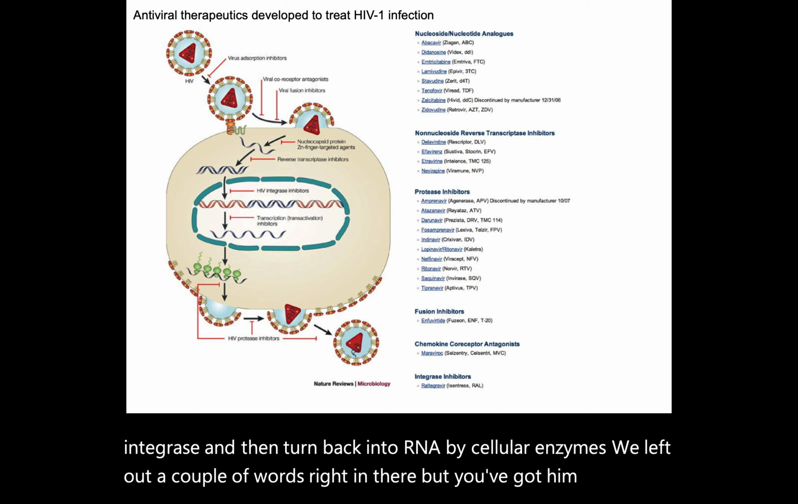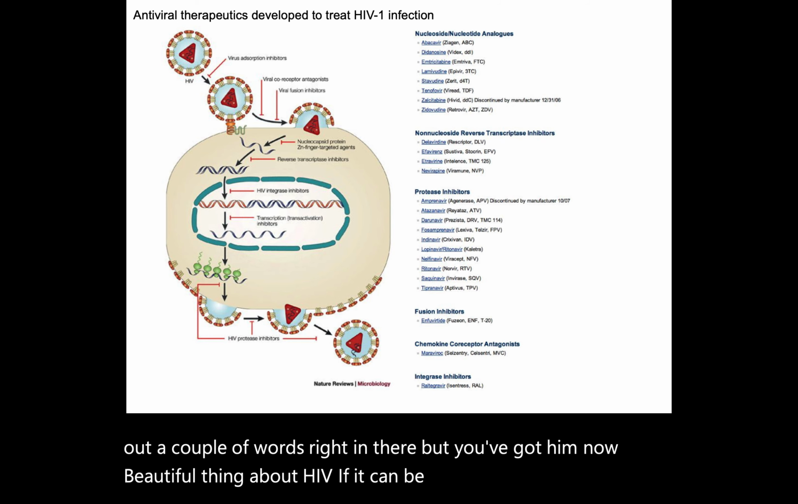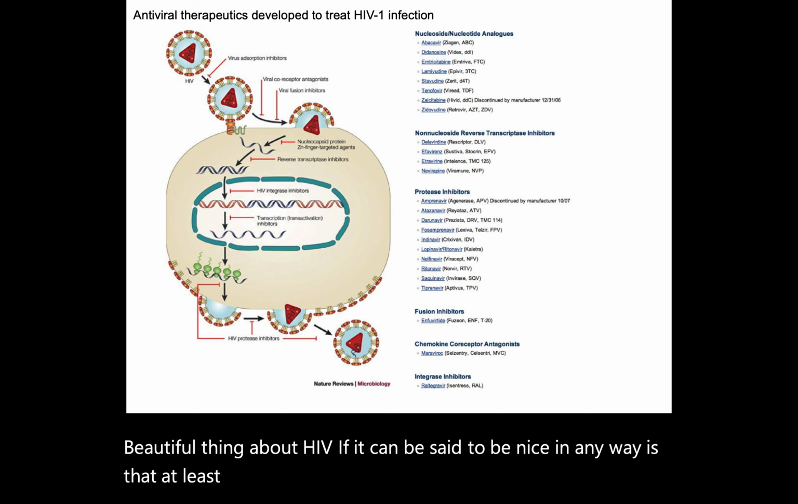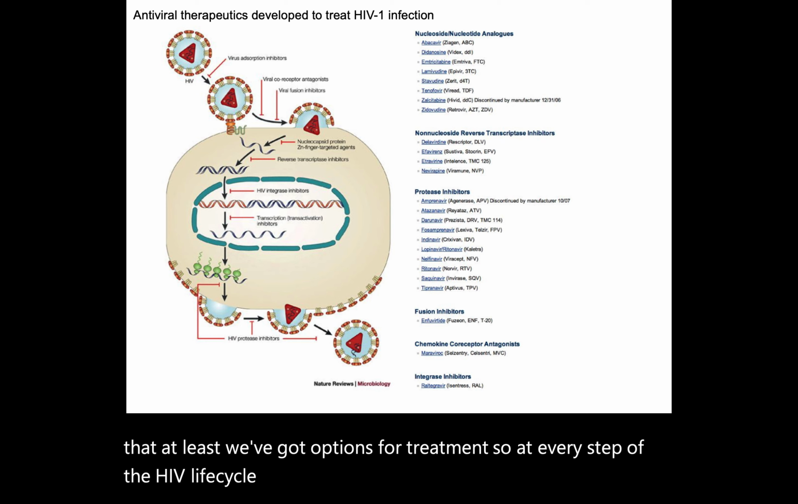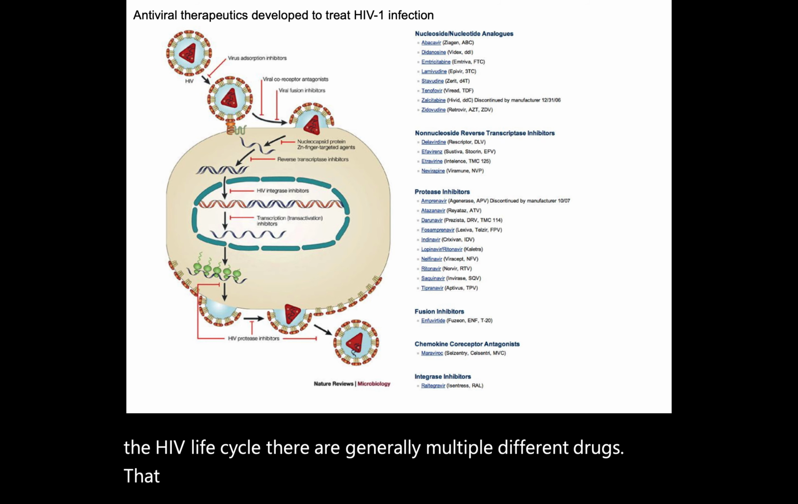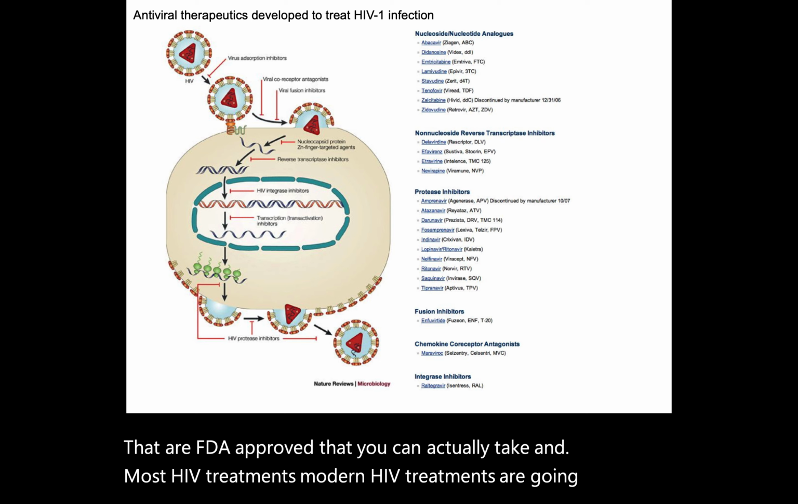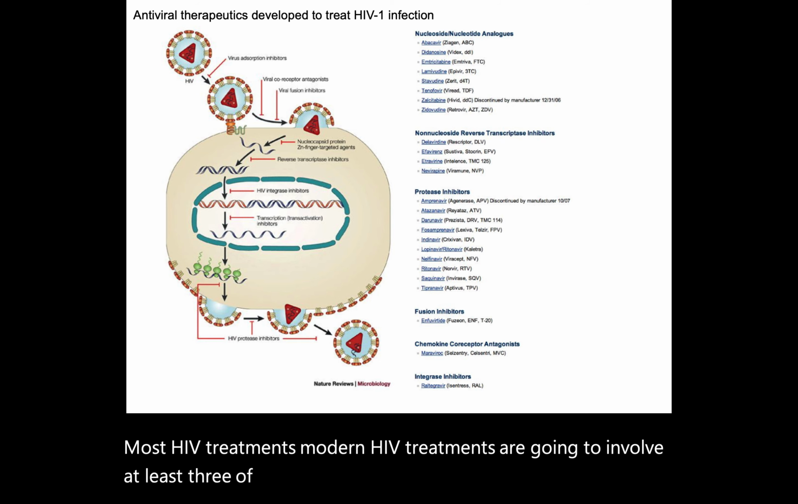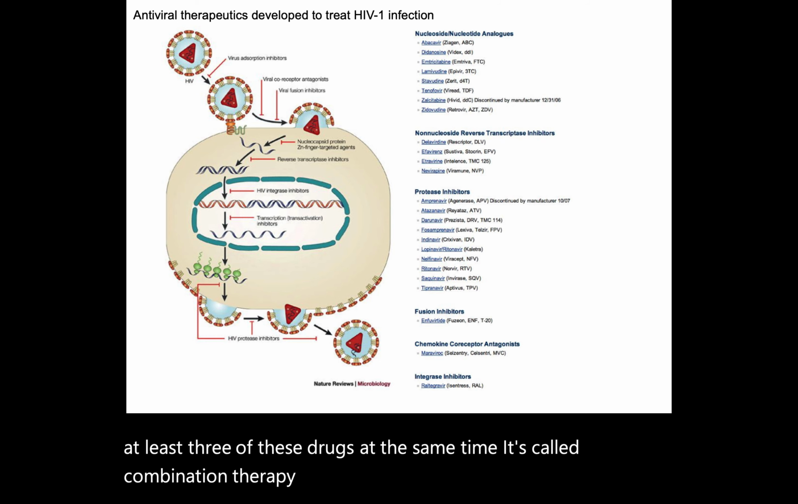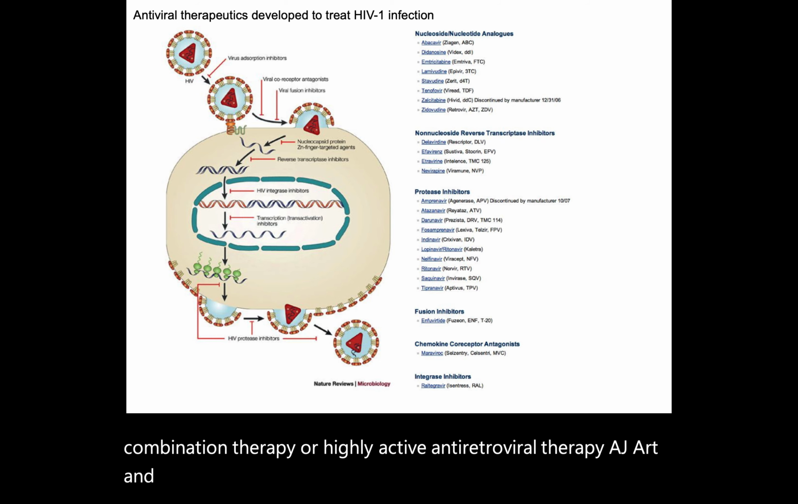Beautiful thing about HIV, if it can be said to be nice in any way, is that at least we've got options for treatment. So at every step of the HIV life cycle, there are generally multiple different drugs that are FDA approved that you can actually take. And most modern HIV treatments are going to involve at least 3 of these drugs at the same time. It's called combination therapy, or highly active antiretroviral therapy, HAART. And yeah, that's the way we treat HIV.